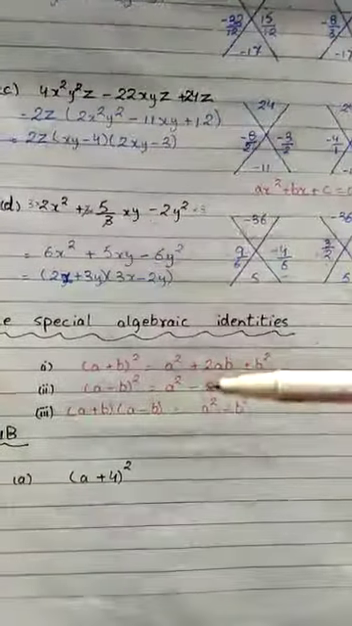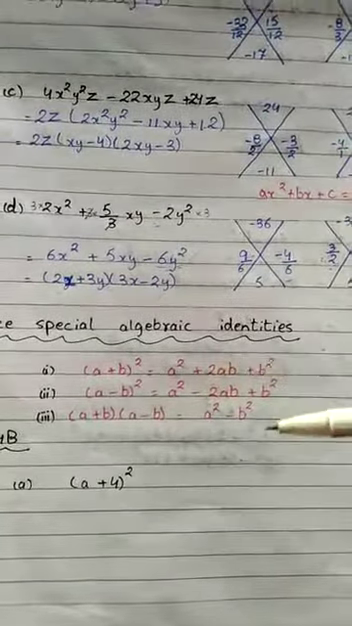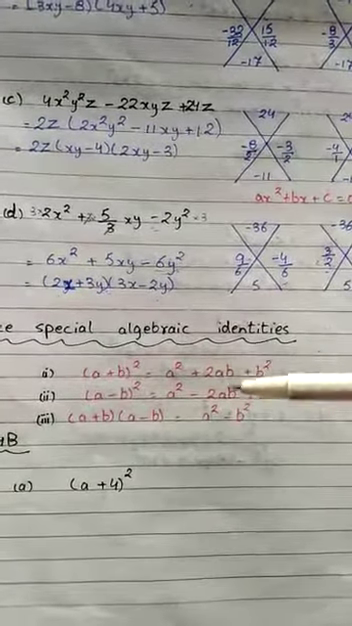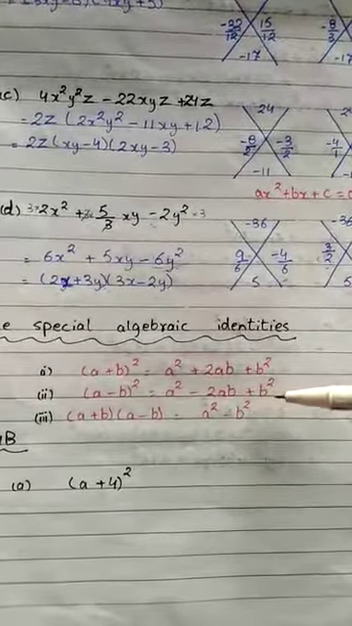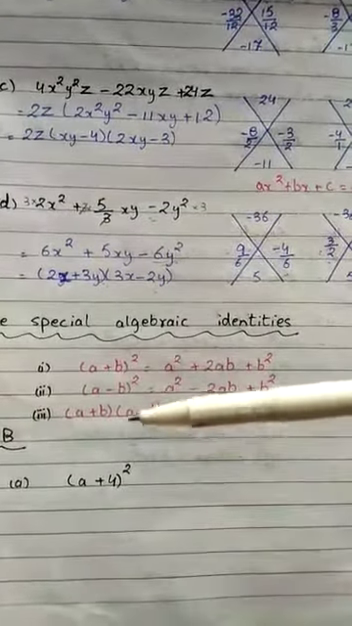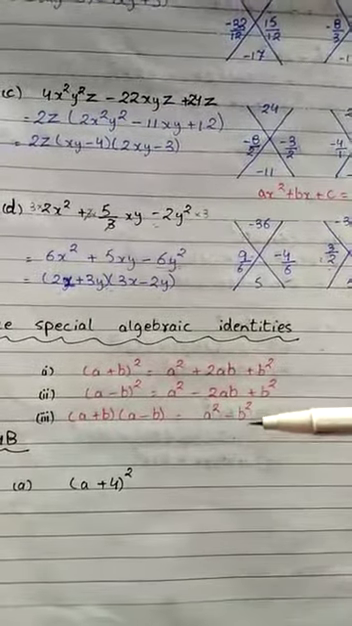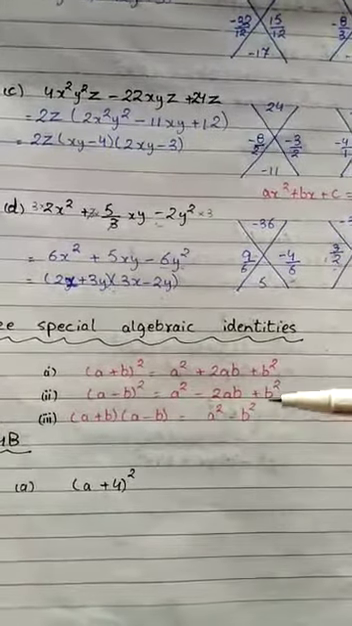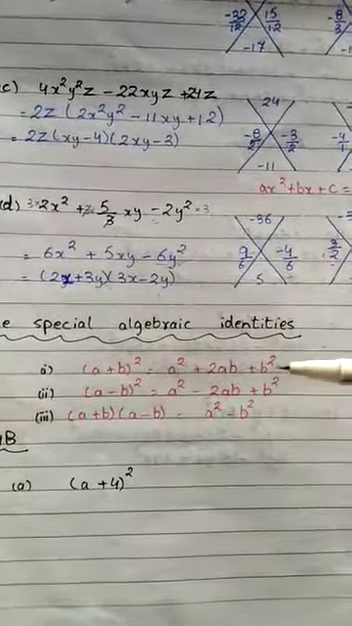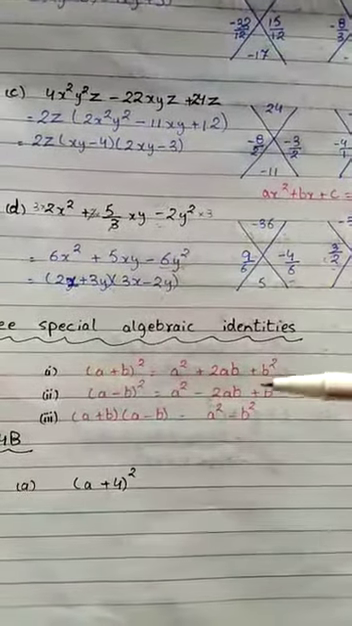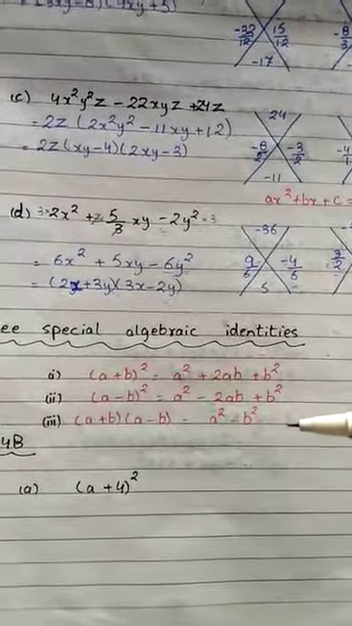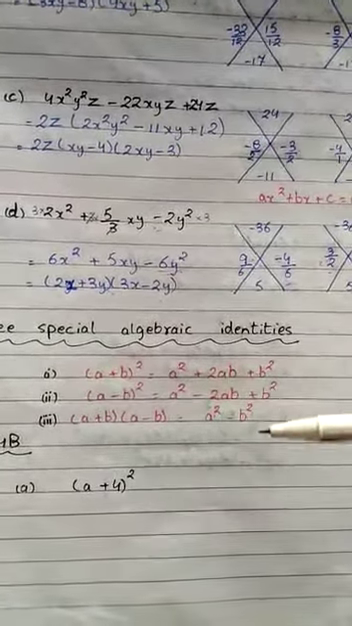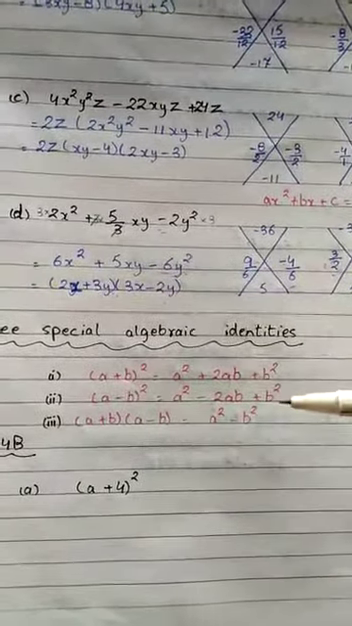So the 3 special algebraic identities are: number 1 is a plus b whole square is equal to a square plus 2ab plus b square. Second one is a minus b whole square is equal to a square minus 2ab plus b square. And third one is a plus b into a minus b is equal to a square minus b square. Okay, so we will solve all the other exercises 4b, 4c, 4d by using these three algebraic identities. So you have to memorize these identities.